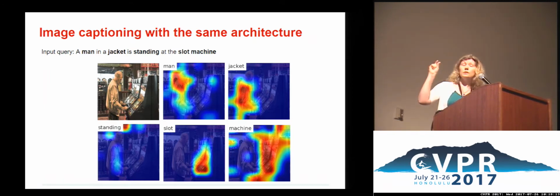The input now is a single image, and the caption is a man in a jacket is standing at the slot machine. Here you see the saliency for man, jacket, standing, slot, and machine. For the most part, it makes sense. The model is pointing to relevant parts of the image, except for standing, perhaps. That doesn't seem to be getting any visual evidence.